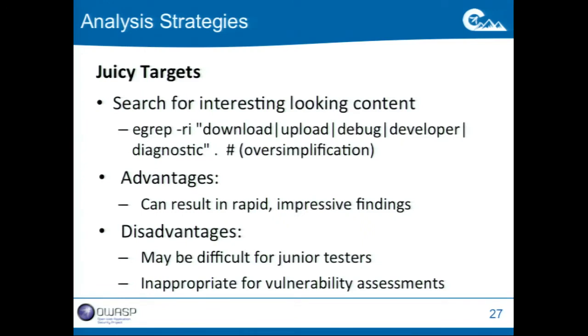So once you have everything organized and decompiled, there are a number of different strategies you can take. My favorite is what I would describe as juicy targets. It's not very scientific, but after you've been penetration testing for a while, you get a feeling for where vulnerabilities are more likely. So places I like to look are files with download or upload, or some kind of diagnostic or debug tags in the name. Obviously it's a simplification, but one advantage is that it can result in very rapid findings that are very significant.